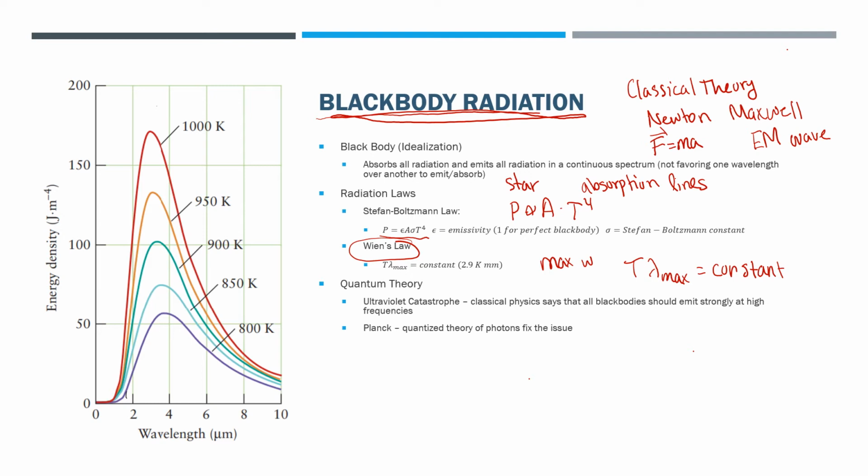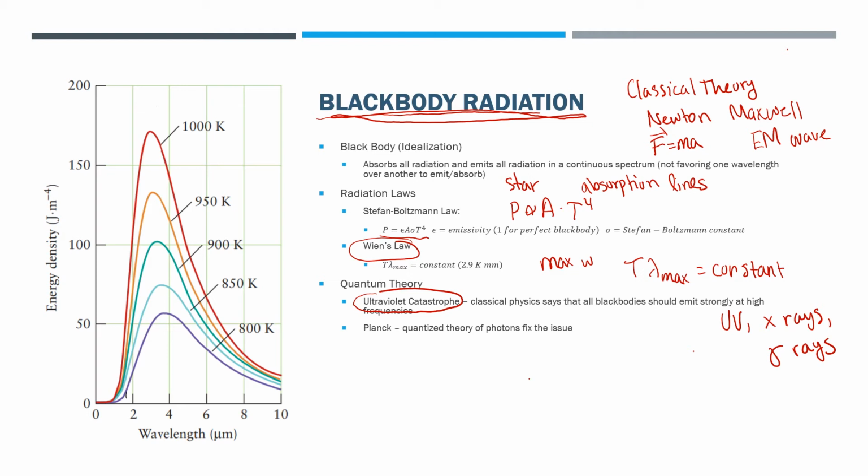These two laws were actually experimentally determined. And weirdly enough, classical theory could not explain this. When we tried to explain black bodies with classical theory, we ran into this thing called the UV catastrophe. And what was this UV catastrophe? It was basically that classical physics said that all black bodies, really no matter the temperature, even low temperature black bodies, should emit strongly at high frequencies, like UV, X-rays, and even gamma ray radiation. And this is clearly not true. It would be detrimental to everything.